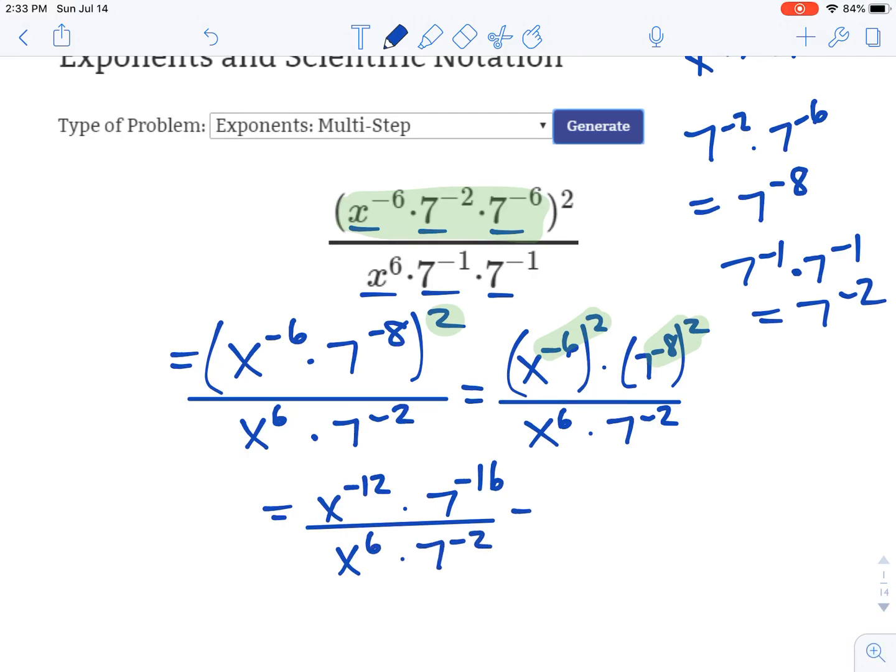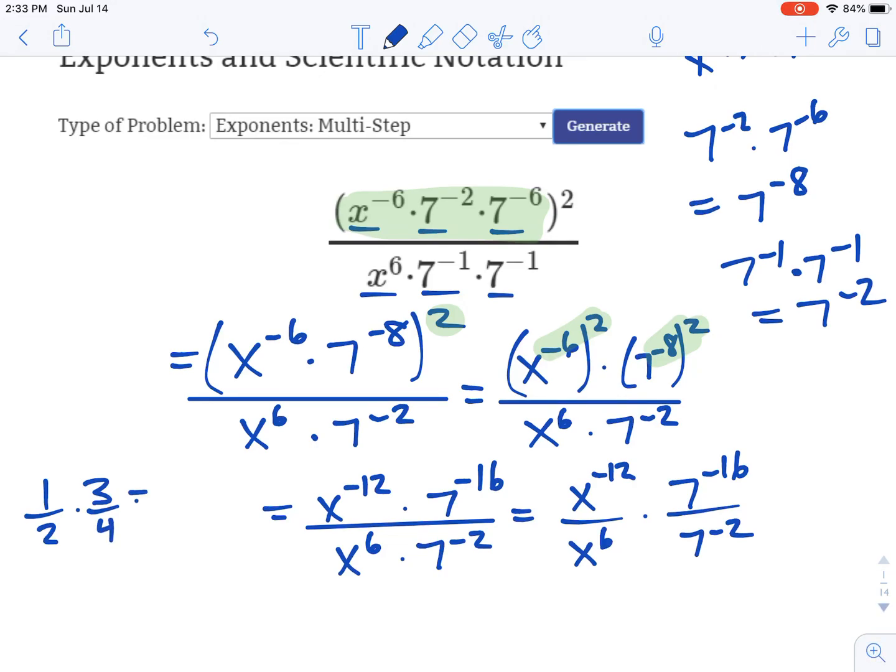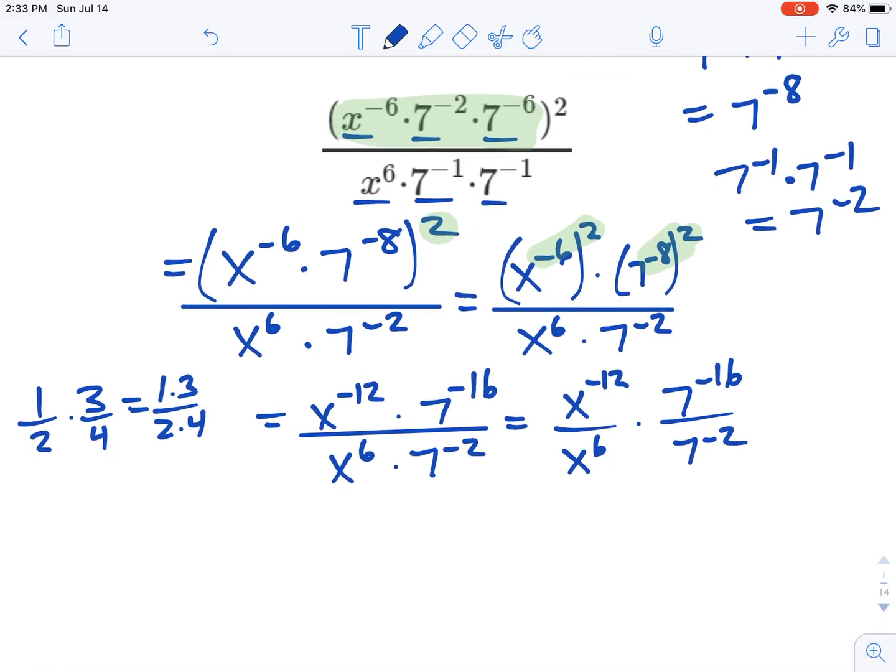Then we can break up this fraction into two fractions with our x's in one fraction and our 7's in the other fraction. And the reason this works is because this is doing multiplication of fractions backwards. Like 1/2 times 3/4 would be 1 times 3 over 2 times 4. So we're just doing that backwards to separate these out into two separate fractions.